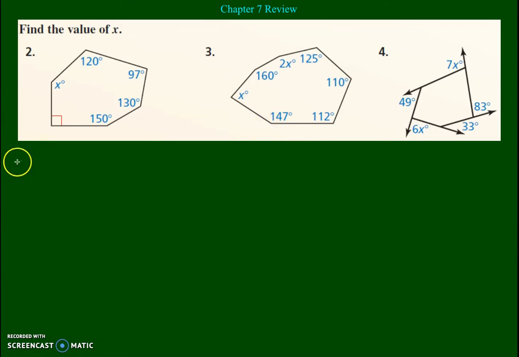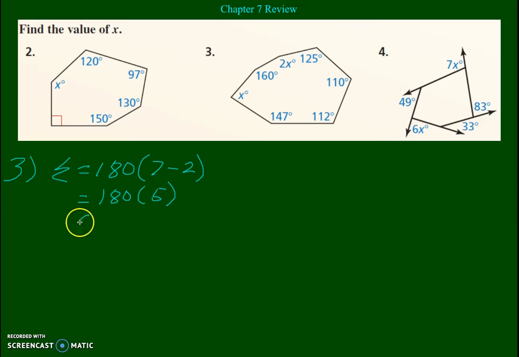So to compute this, the sum equals 180 times 7 minus 2, which is 180 times 5, which is 900. So now we'll go ahead and add all these up, and those are going to equal 900 degrees.